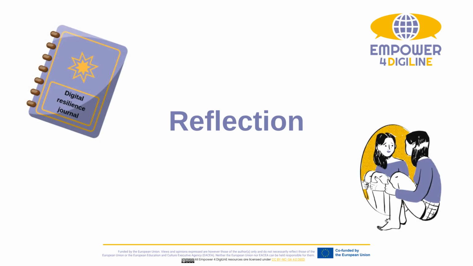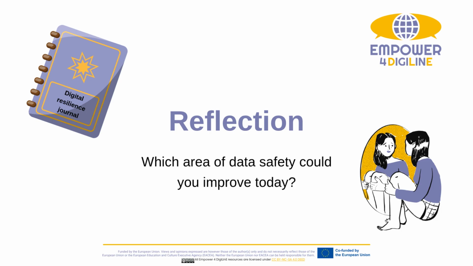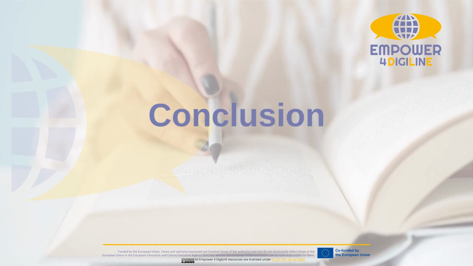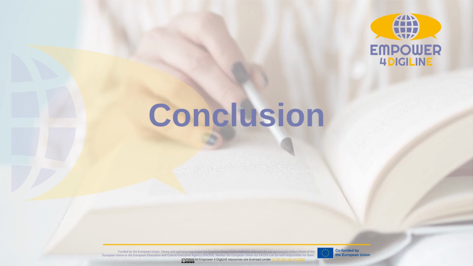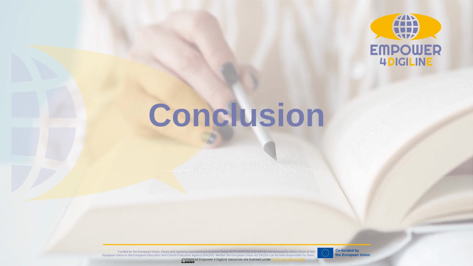Take a moment to reflect. Which area of data safety could you improve today? Maybe your passwords need updating, or maybe you haven't checked your privacy settings in a while. Write down one small step you'll take this week in your digital resilience journal. Every small improvement strengthens both your own safety and the trust of your learners.